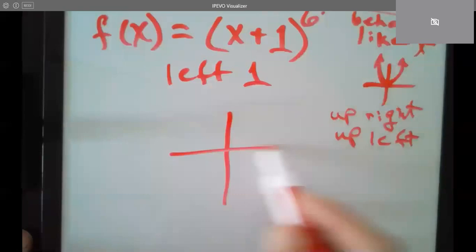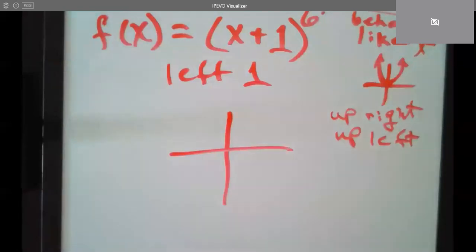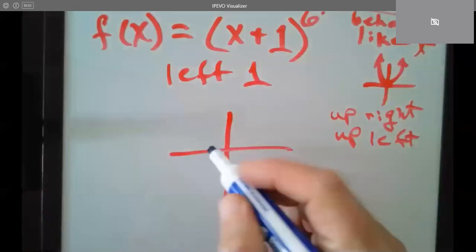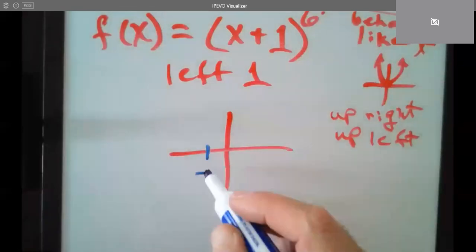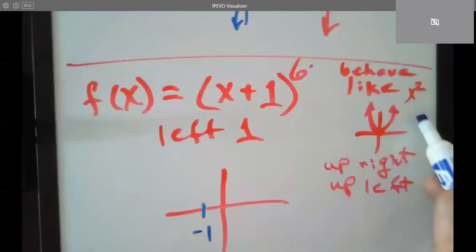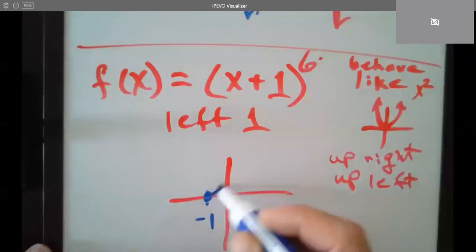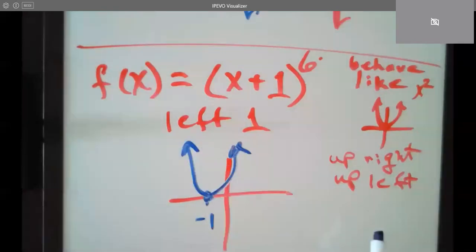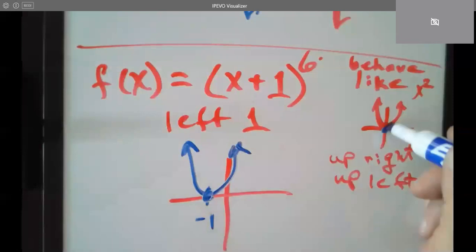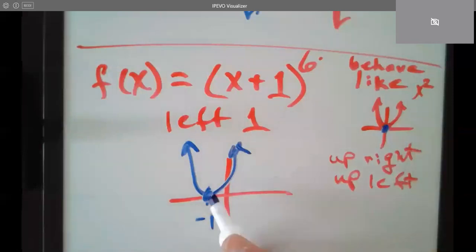So our graph is going to look like, here's -1, and we said it behaved like x squared, so it's going to come up like this, up to the right and up to the left, and that's all we got to do. Okay? Questions there? So the main focus is that point that starts off at the origin. Where did that end up? That is the most important point. Okay? Everything else follows that point.